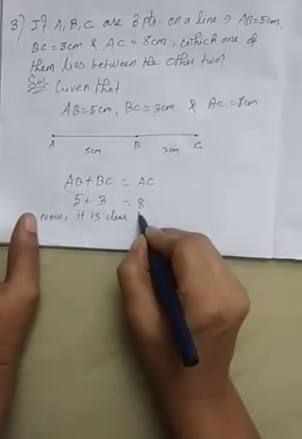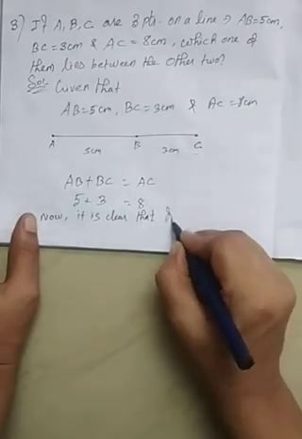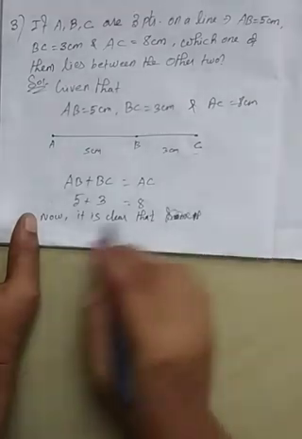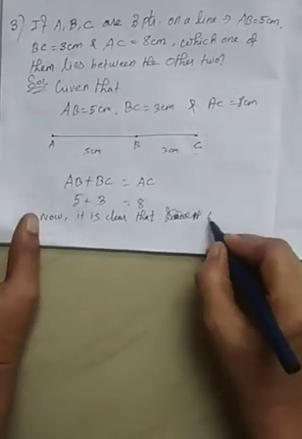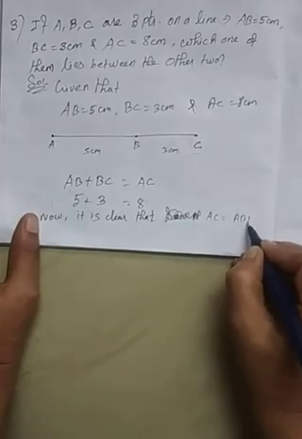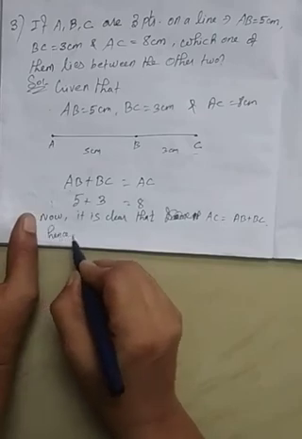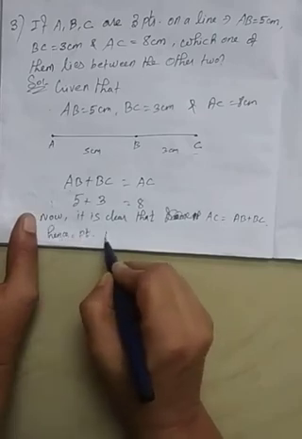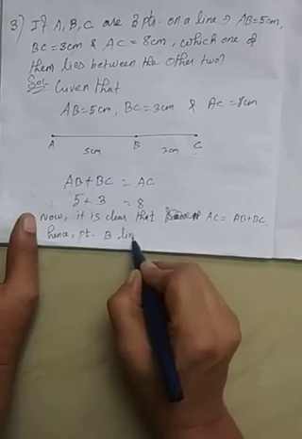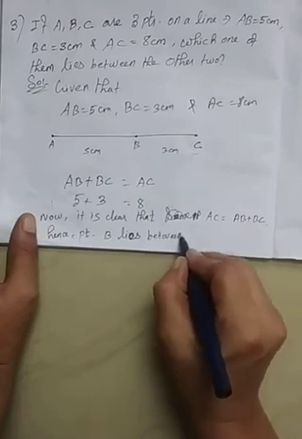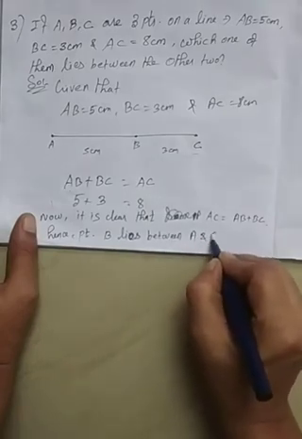It is clear that AC equal to AB plus BC. Hence point B lies between A and C. Okay, now see the fourth problem.